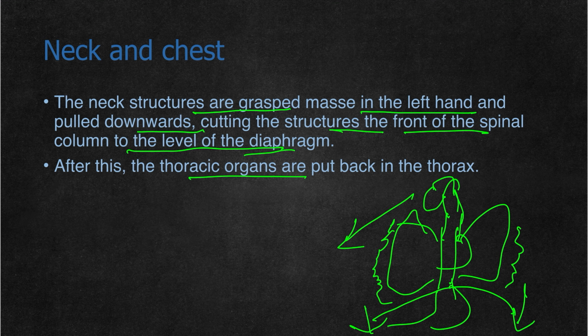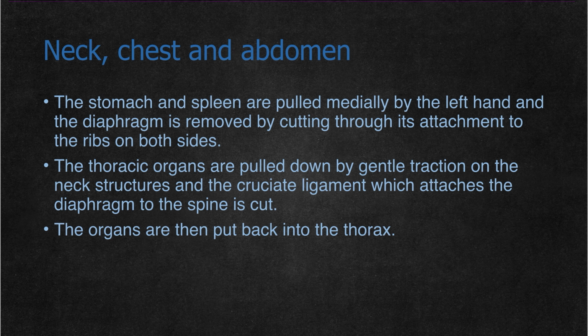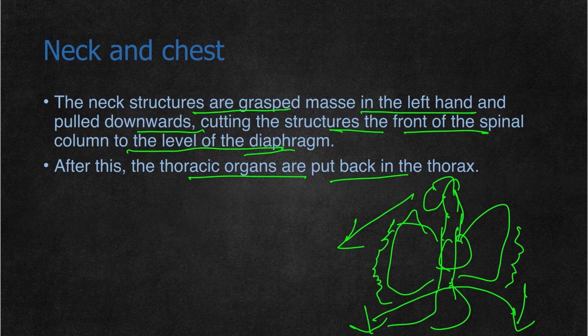Now, the thoracic organs with the heart are pulled back into the thorax and placed. Then the stomach and spleen are pulled medially by the left hand, and the diaphragm is removed by cutting through the attachments on the ribs at both ends. Till now, the tongue, neck structures, lungs and heart are separated.